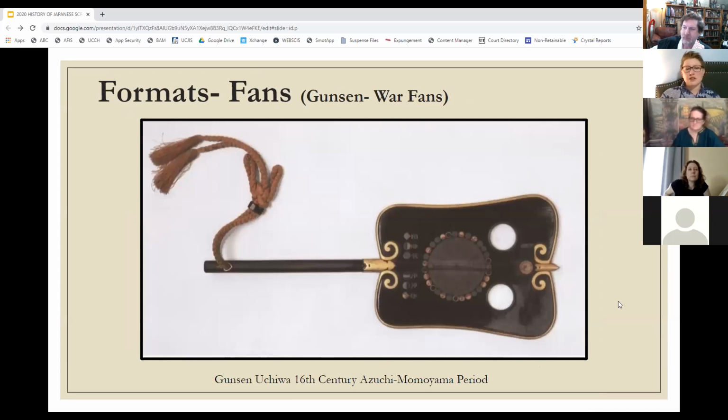So let's talk about Gunsen or Tensen war fans. This is a Uchiwa styled Gunsen. Now these fans were used to signal warriors into battle. Now let me tell you a bit of a story about some of these.